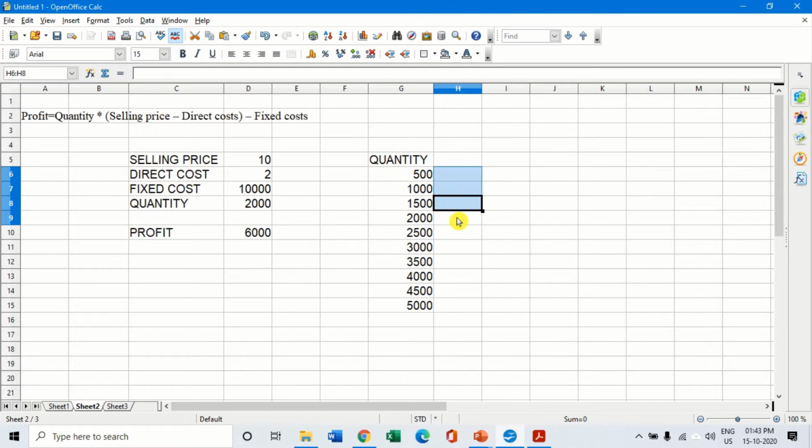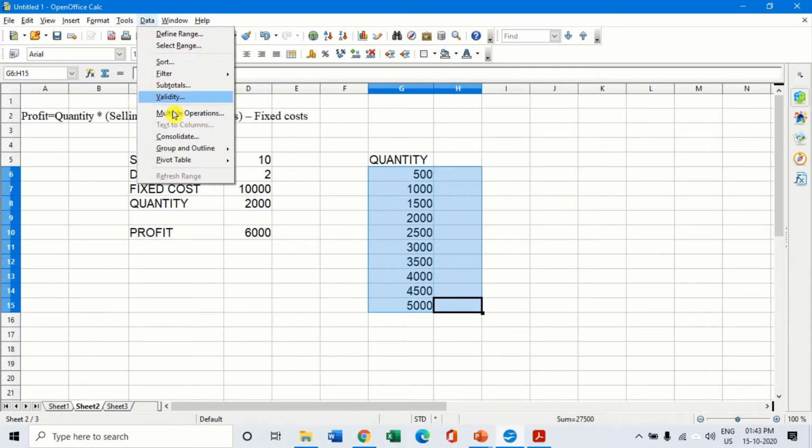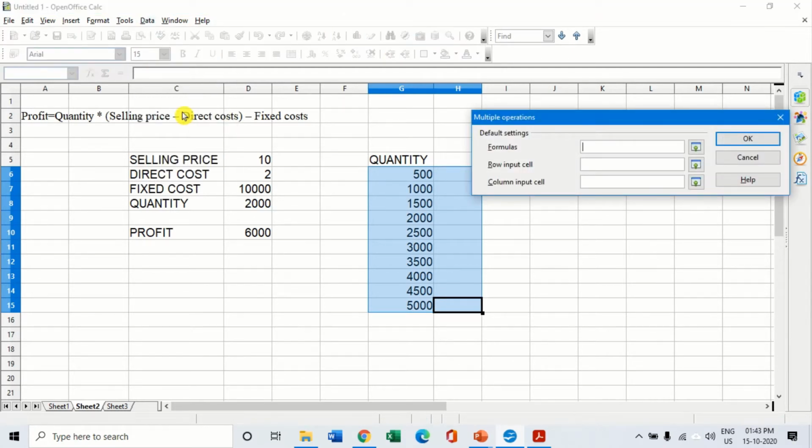Again, what we will do, we will select both the columns. Now go to Data, go to Multiple Operations. Now in Multiple Operations, where is the formula? The formula for profit is in cell D10. So I click on D10. Now where is the column input? What is going to change in this particular formula? It is the quantity that is going to change. You want to find out for the varying quantities, and in this formula the quantity is in this particular cell. So we click on this cell, that is D8, and then you say OK.